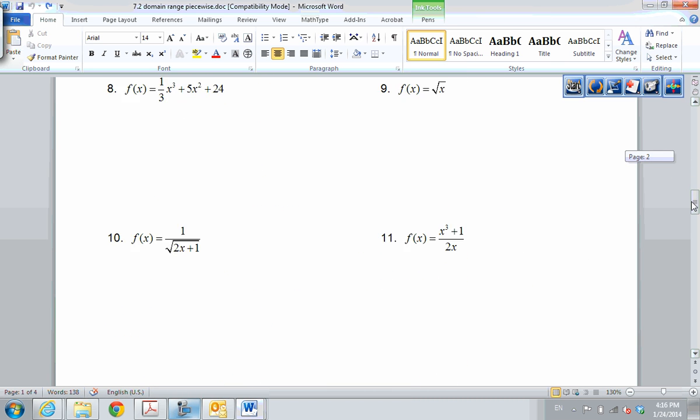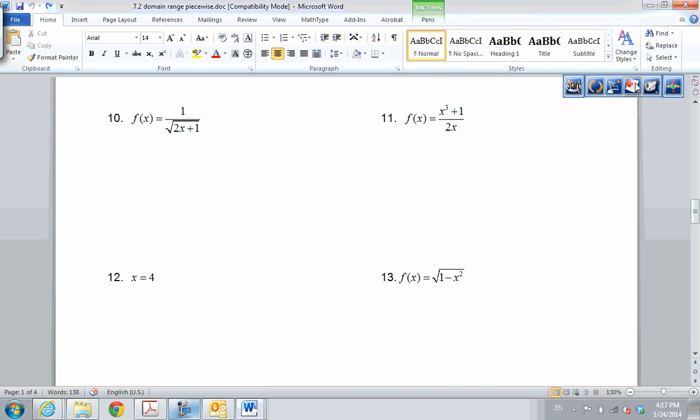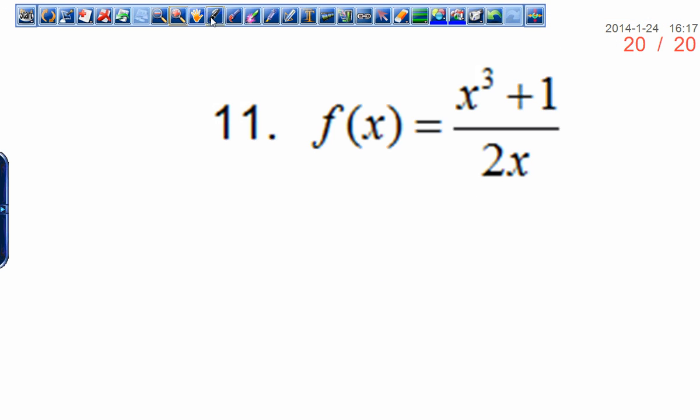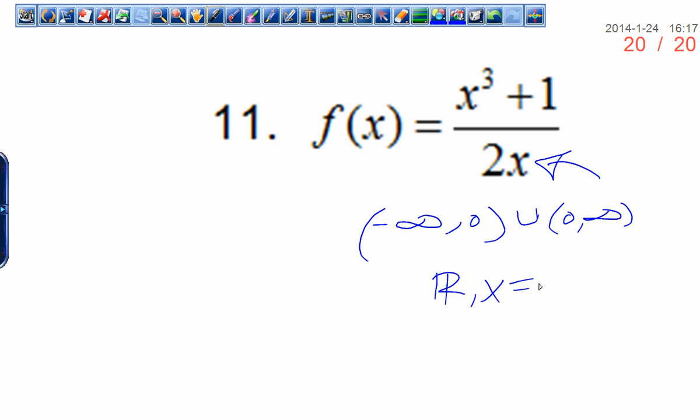Next thing here, we got more domain and range there. Number 11, we did one like this the other day, and we did a lot of these actually. I'm going to do number 11, and basically anytime you get a rational, we're just looking at the bottom. So what the bottom is, what makes it 0, that's what we can't use. So in this case, we're going to use everything but 0. So the way we say that is -infinity to 0, union 0 to infinity. Or you could say all real numbers except x cannot equal 0. That's the same way of saying the same thing.